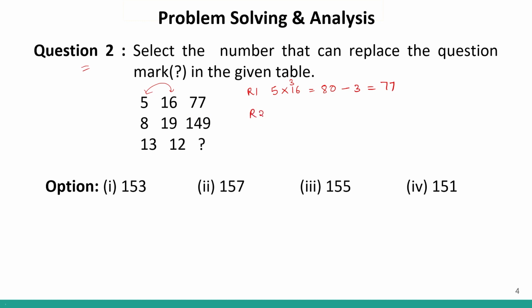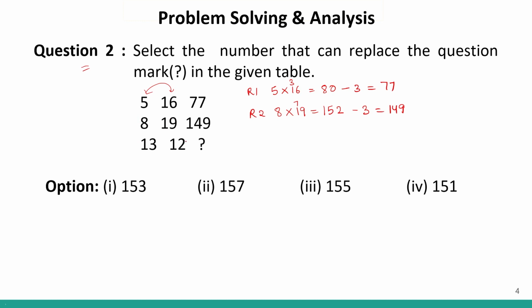So in row 2, I am checking. So in row 2, basically 8 into 19 will give me how much? 8 into 19. This will be 2, 7 carried, 152. Sorry, 152. Okay. And if I subtract 3 from it, I'll get 149. So logically, it is true for row 2 as well.